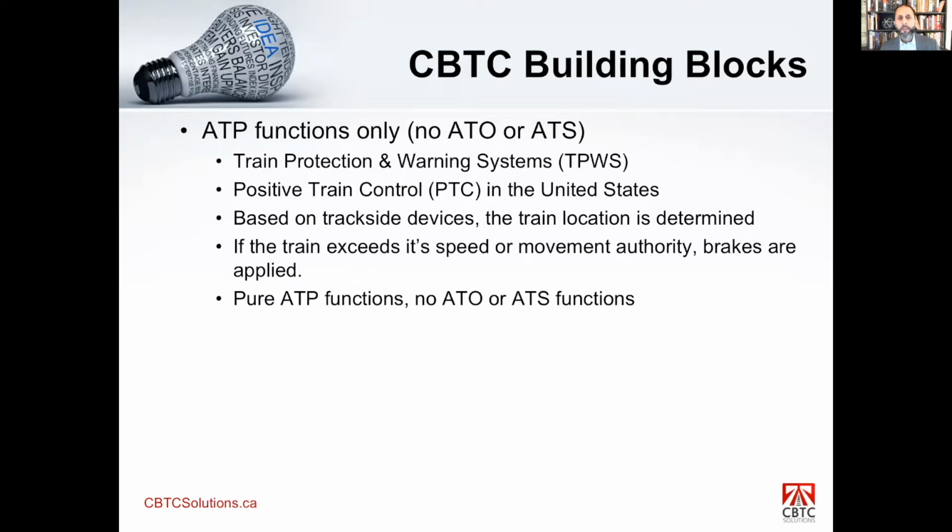So the ATP functions only. This can be a train protection and warning system, TPWS. That can be ATP only. It's just ensuring that the train does not violate the red. It also looks at the speed sometimes in some cases. So that's ATP only. There is no automatic train operation or an ATS itself.